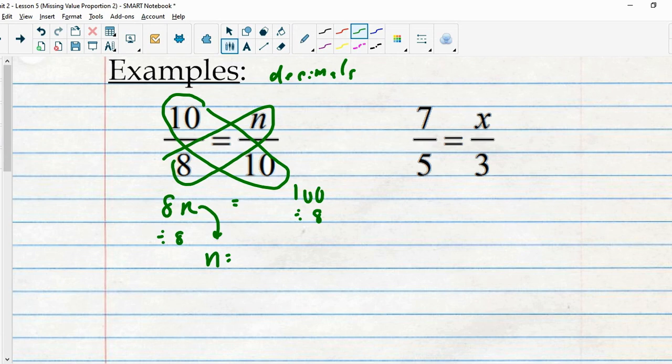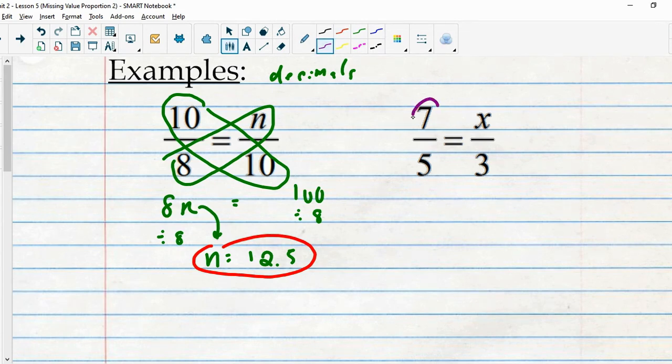Okay, let's see. 100 divided by 8 is 12.5. All right, so right here, the missing value, our answer is 12.5. Okay, we're good here? All right, let's do one more.